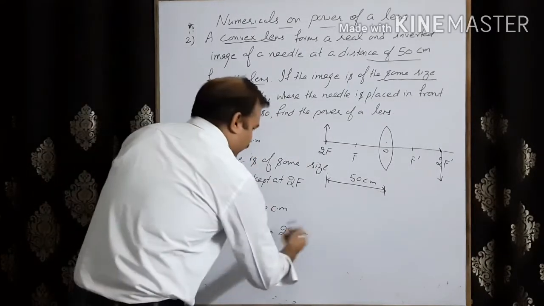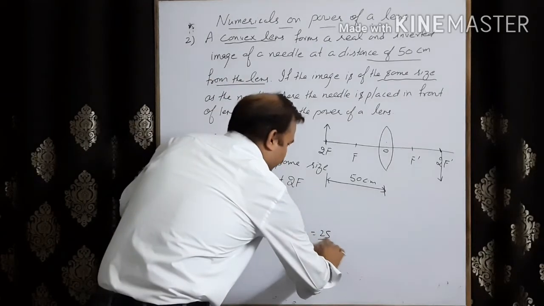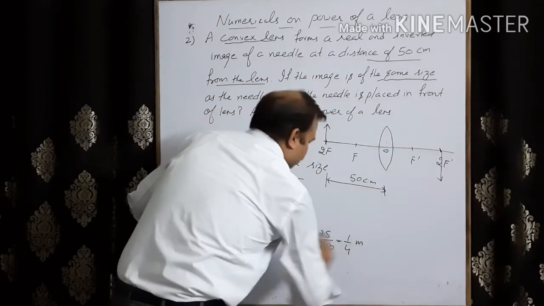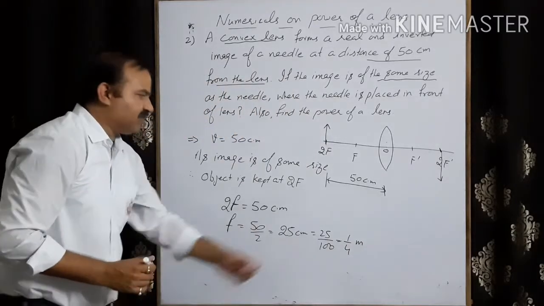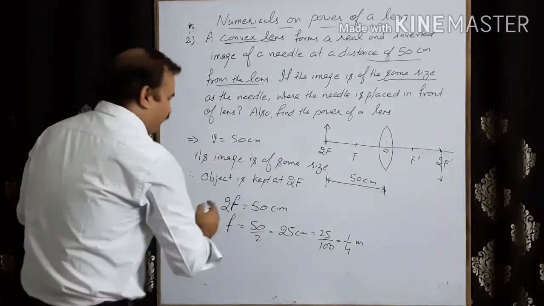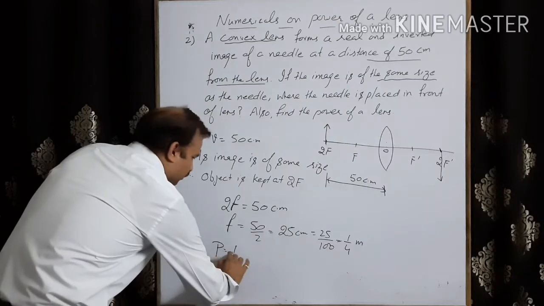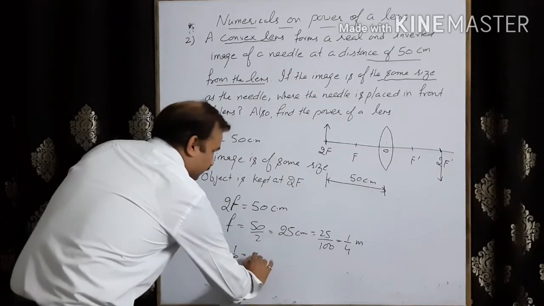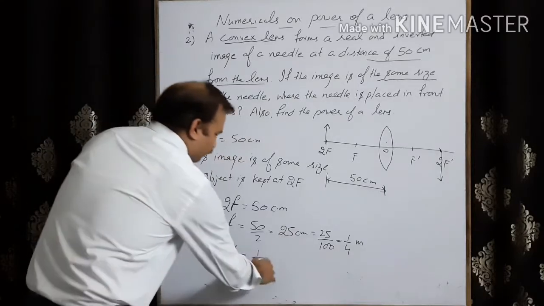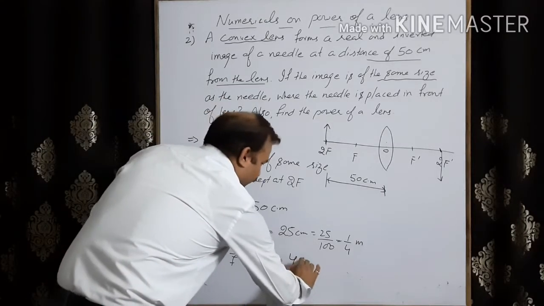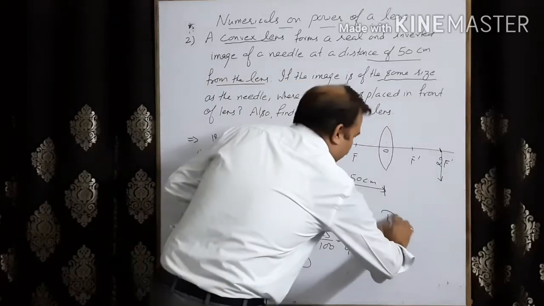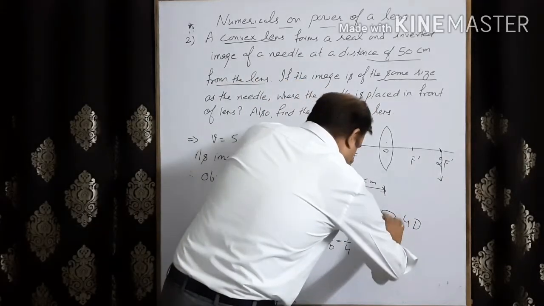And if you have to convert in meter, you can write 25 upon 100. That will be 1 by 4 meter. So focal length is 1 by 4 meter. Now we have to find the power of a lens. So power is equal to 1 upon f. That is 1 upon 1 by 4. When it will go up, that will become 4 diopter. So what is the power of a lens? That is equal to 4 diopter.